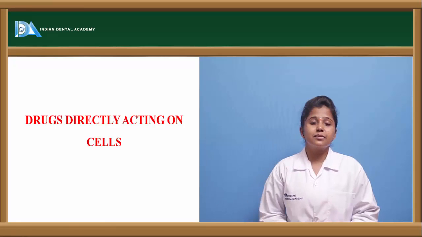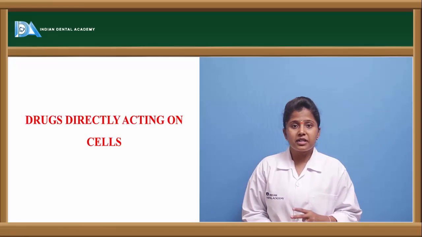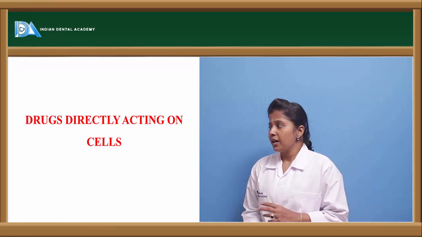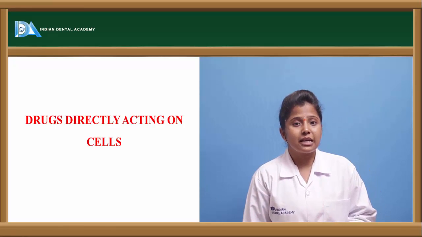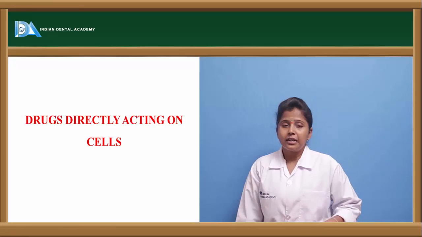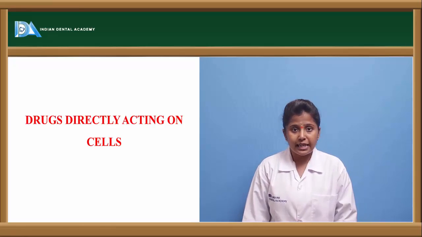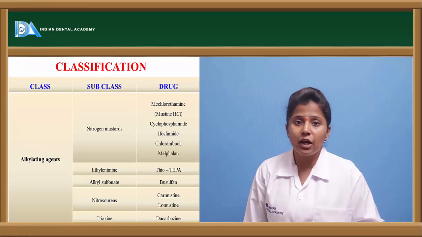Let us see the drugs which are used in the treatment of cancer. There are two types of drugs, that is, drugs directly acting on the cells and drugs which alter the hormonal levels. These are the two categories of drugs which are used in the treatment of cancer. The first type are drugs which directly act on the cancer cells. So let us see the classification.